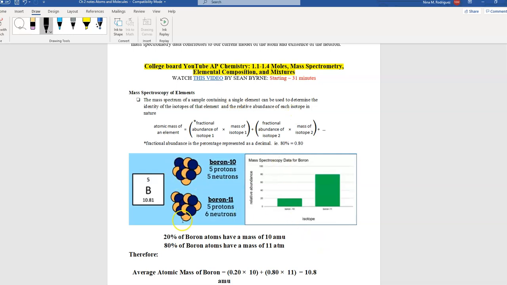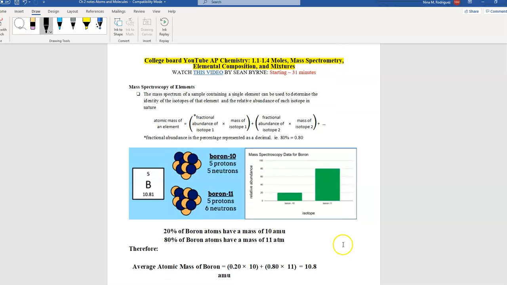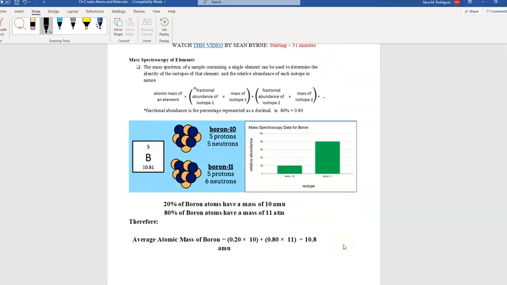So this is boron, and boron has two isotopes, boron 10 and boron 11. Notice the protons are the same because it's boron, but the neutrons are different, so that means it's an isotope. If you notice the graph, boron 11 is completely more abundant.